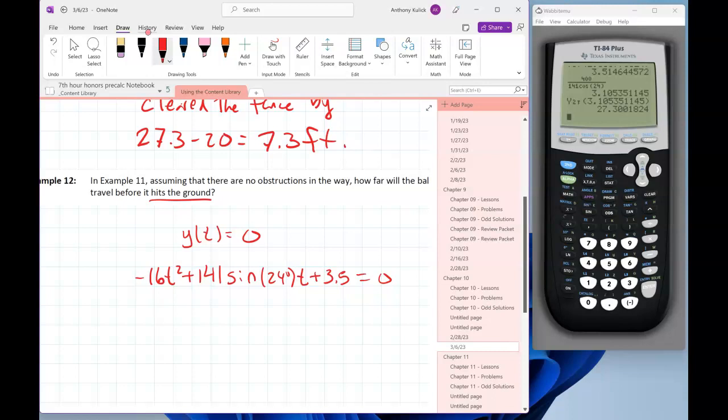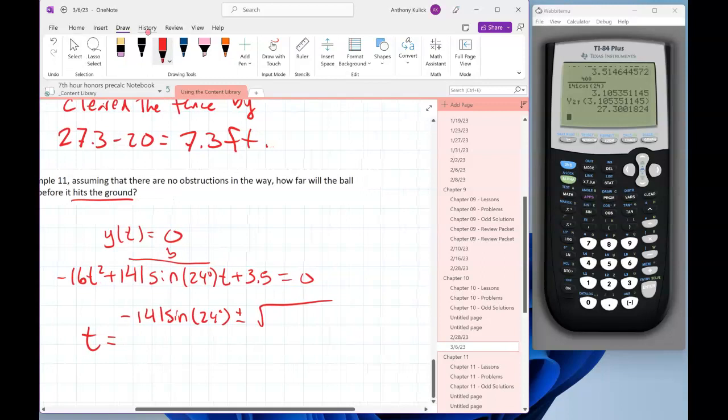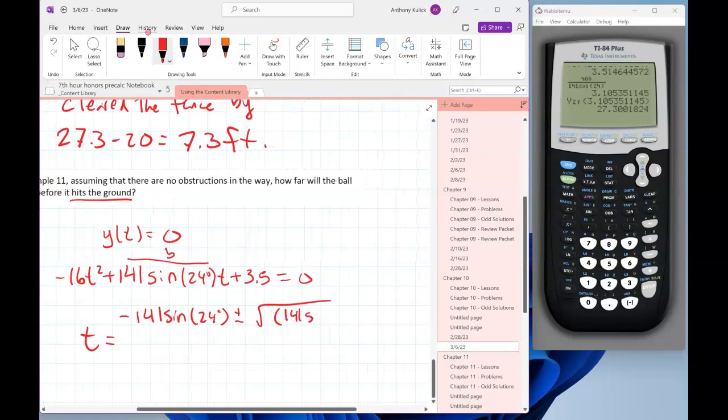Quadratic formula. Yeah, there you go. Perfect. So the quadratic formula is negative b. So notice that 141 sine 24, all of that is b, plus or minus the square root of b squared. Notice that I'm putting that all in parentheses. If you don't do that, you're not going to get the right answer.